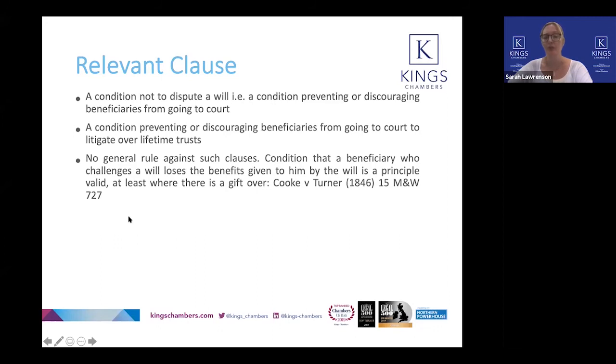I'm also going to talk about trusts, and of course that can be a condition preventing or discouraging beneficiaries from going to court to litigate over lifetime trusts. And of course in wills, what we often see, and many of the Inheritance (Provision for Family and Dependants) Act 1975 claims, arise of course from a lifetime trust, perhaps to a cohabitee or a right of occupation or something like that, or the failure to provide one, and the litigation that flows from that.